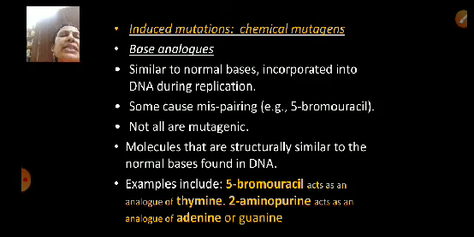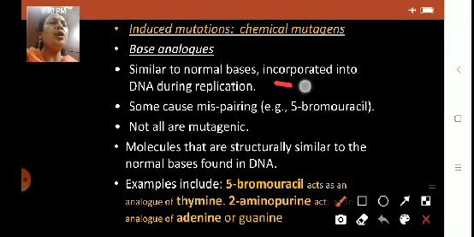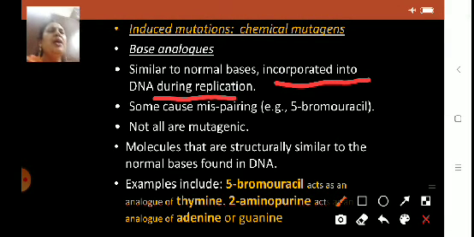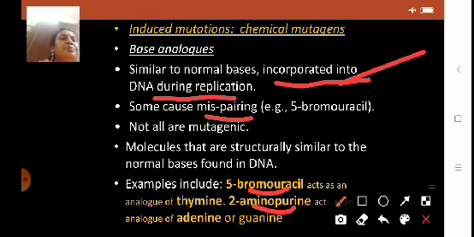The best examples of base analogs are 5-bromouracil, which is a base analog of thymine, and 2-aminopurine, which is a base analog of adenine as well as guanine. So what are base analogs? They are those which are incorporated into DNA during replication, and they can cause mispairing. Examples: 5-bromouracil, a base analog of thymine, and 2-aminopurine, a base analog of either adenine or guanine.